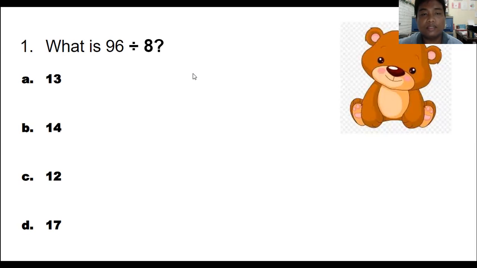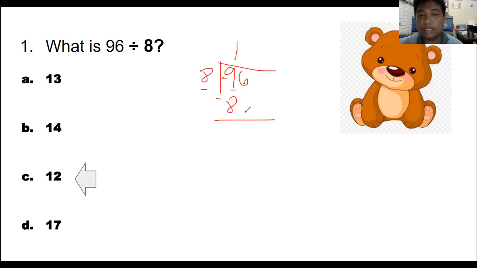Because if we divide 96 by 8, we have to compare first the digits of the dividend and the divisor. When the number is greater than the divisor, you can divide. So 9 divided by 8 is 1. 1 times 8 is 8. Subtract: 9 minus 8 is 1. Then bring down 6.